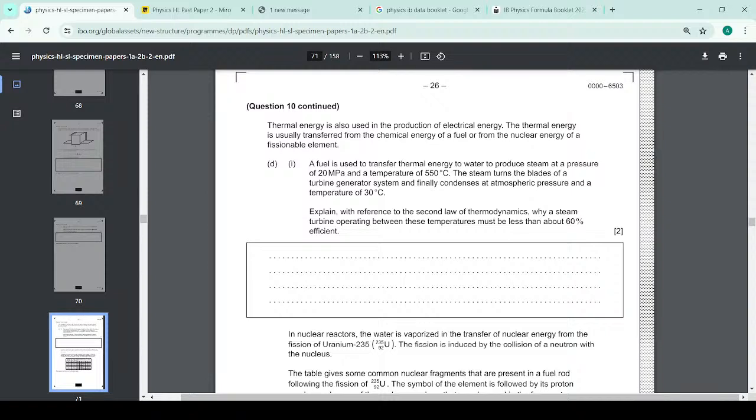Thermal energy is also used in the production of electrical energy. The thermal energy is usually transferred from the chemical energy of a fuel or from the nuclear energy of a fissionable element. A fuel is used to transfer thermal energy to water to produce steam at a pressure of 20 megapascals and a temperature of 550 degrees Celsius. The steam turns the blades of a turbine generator system and finally condenses at atmospheric pressure and a temperature of 30 degrees. Explain, with reference to the second law of thermodynamics, why a steam turbine operating between these temperatures must be less than about 60% efficient.